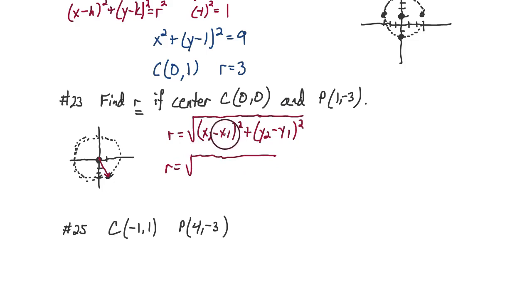Let's make some substitutions. x2 minus x1 means subtract the x's. 1 take away 0. That makes 1 squared. Over here, y2 minus y1 means subtract the y's. -3 minus 0. That makes -3 squared. So now we have the square root of 10. That doesn't simplify, so we can leave the answer like that.